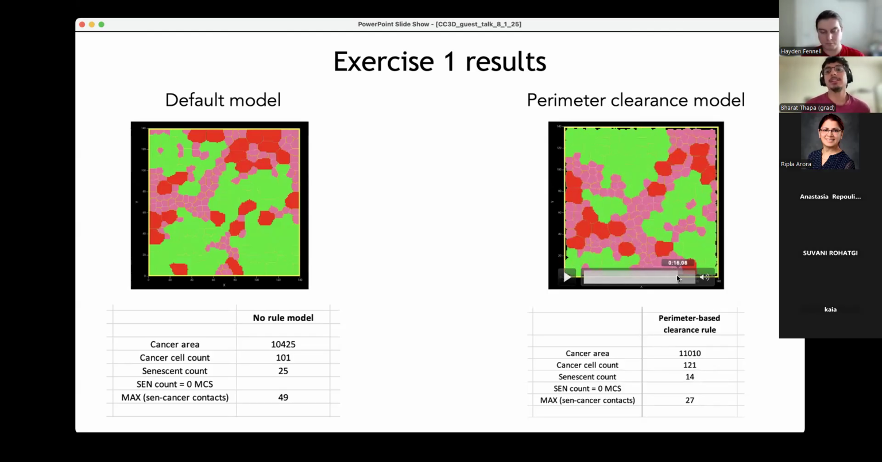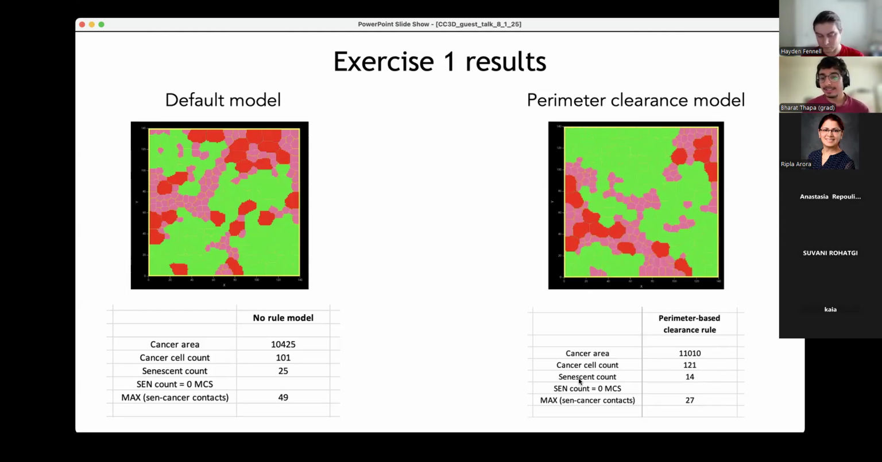In experiments, we have seen that it happens in sub-confluent conditions. And you can see that the senescent count is lower here, 14. So I guess 11 of them did not make it. They got eliminated by cancer cells. Cancer cell area is higher, cell number is slightly higher, which suggests that cancer cells were growing more and cleared off some senescent cells only in confluent conditions. So that's important because that's not what we see in the experiments.